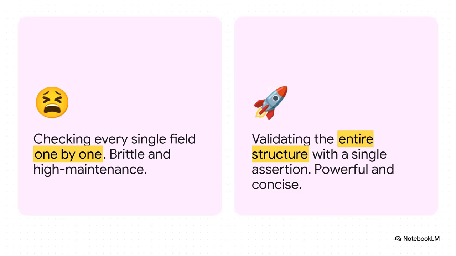So, what do most of us do? We fall back on the old way. We write line after line after line of assertions, checking every single field one by one. It's brittle, it's a nightmare to maintain, and it's just plain slow. But now, look at the smart way. We're talking about validating the entire structure of that response in a single, beautiful line of code. It's a total game changer.